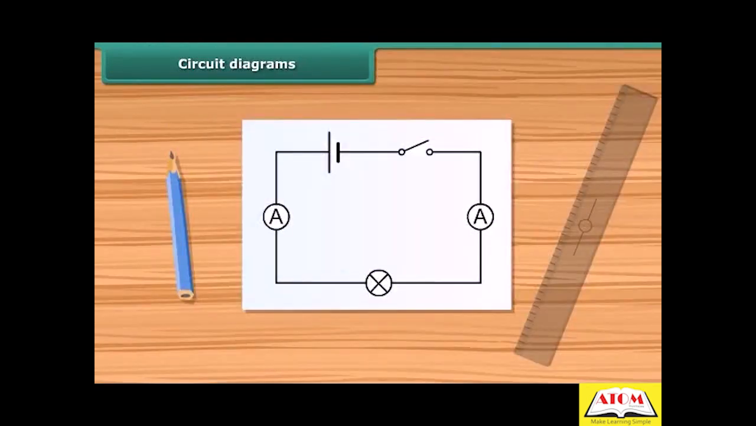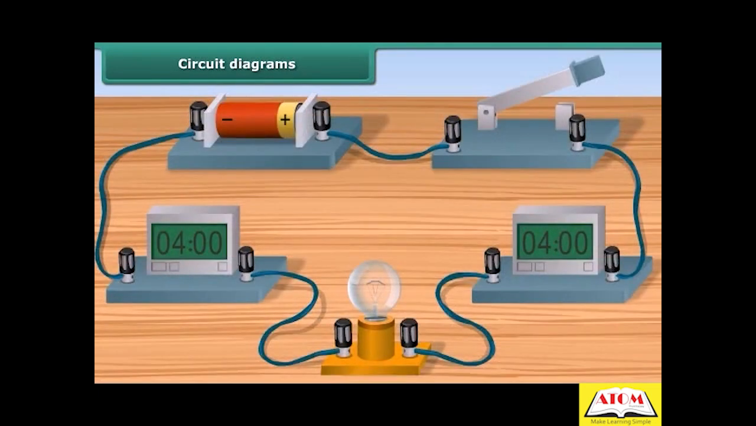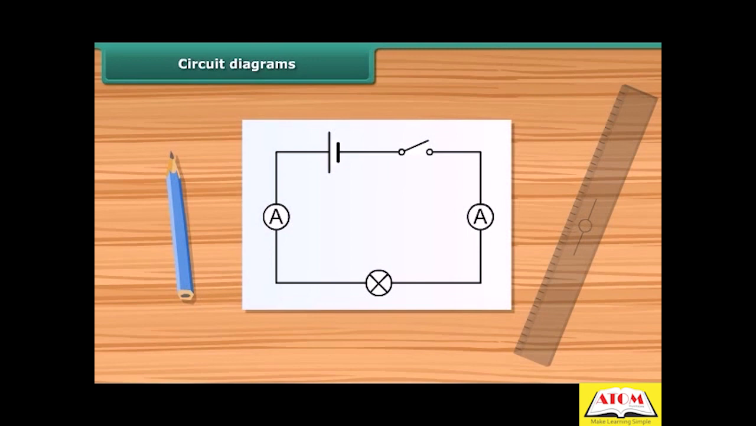Circuit diagram. Circuit diagram is simplified representation of an electrical circuit. It is a drawing using standardized symbols of the arrangement. It shows how electronic components are connected together.